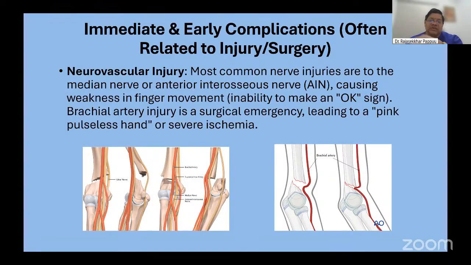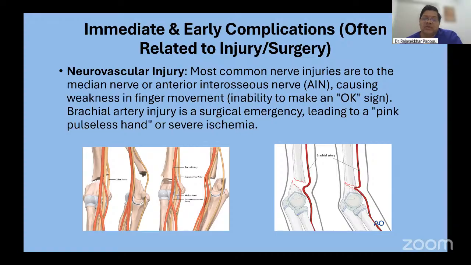Whenever there is a Gartland type 4 injury, the humerus gets displaced very severely anteriorly, causing a kinking force on the brachial artery and median nerve. What happens in these fractures, after you reduce it, this brachial artery might get entrapped in the fragments. That is one option. Second option is it might get injured at the time of trauma. That means there is transection of the artery.